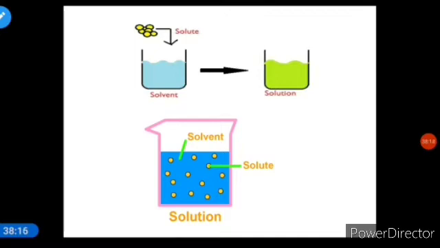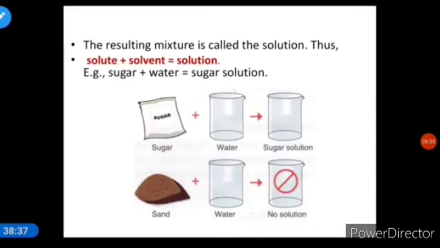Here I'm showing one more figure, so it can be easily understood. In this one, the water behaves as a solvent, and what is dissolved in it is the solute, and both of them mix together to form what? Solution. So the resultant mixture is what we call a solution. When solute and solvent are mixed together, what is formed? Solution. So we can just write it like that: solute plus solvent give rise to solution.